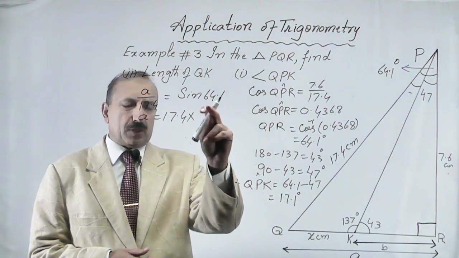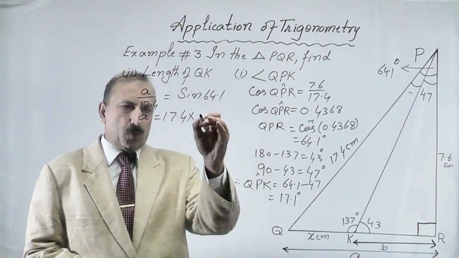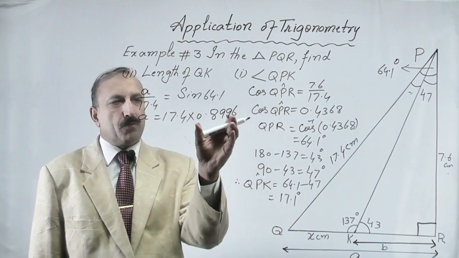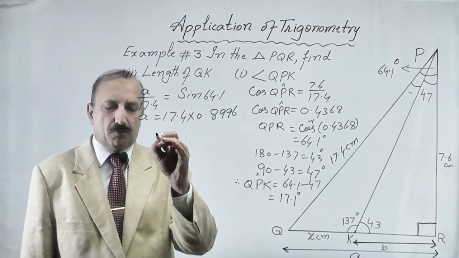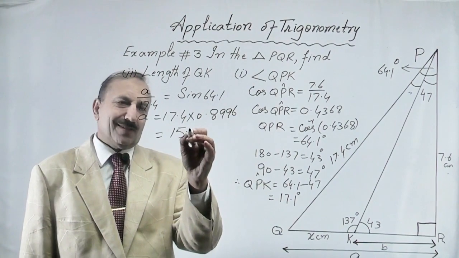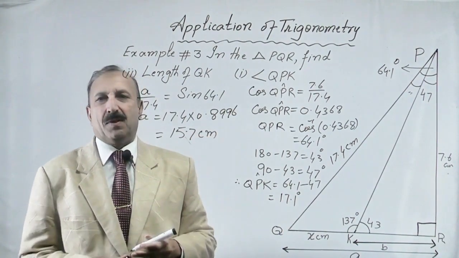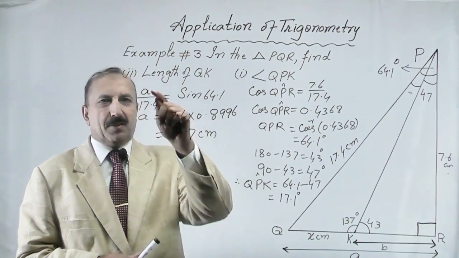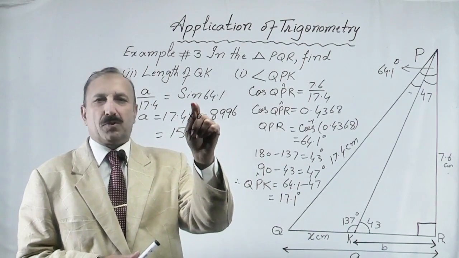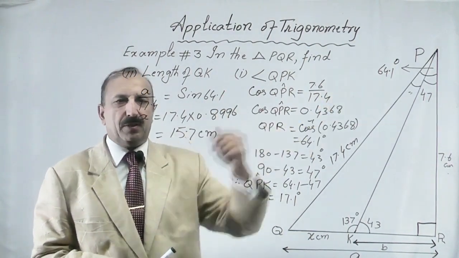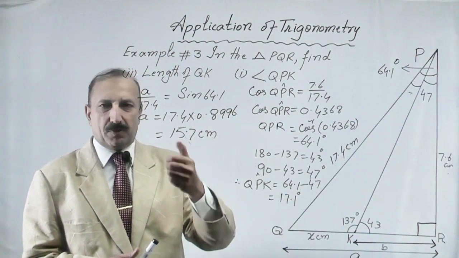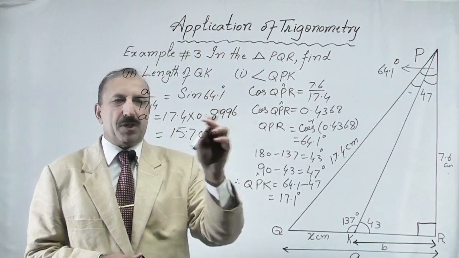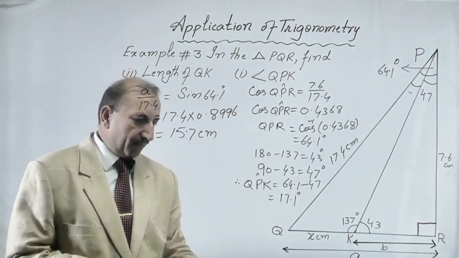We got the value of sine of 64.1, that is 0.8996, and now we will multiply this with the 17.4, we will get 15.7 centimeter. Almost this part is same as we did in previous beginning examples. Opposite over hypotenuse is equal to sine of the respective angle, and then it's a simplification. Use a calculator for the value of sine of this angle, and then multiply these two terms to reach up to here. This is the value of A.